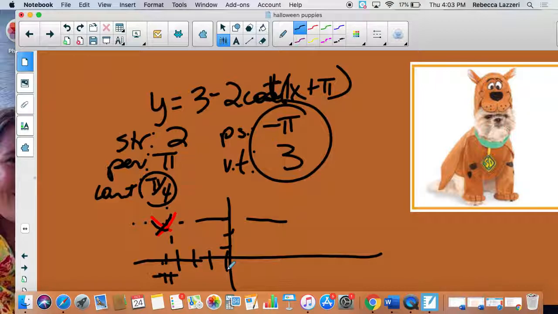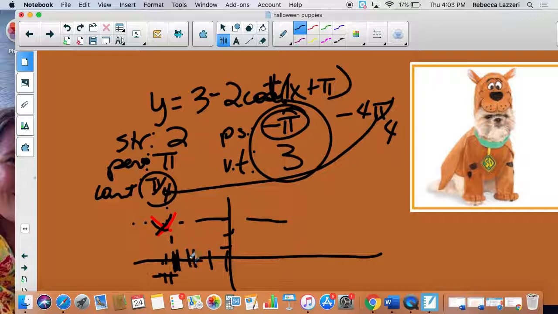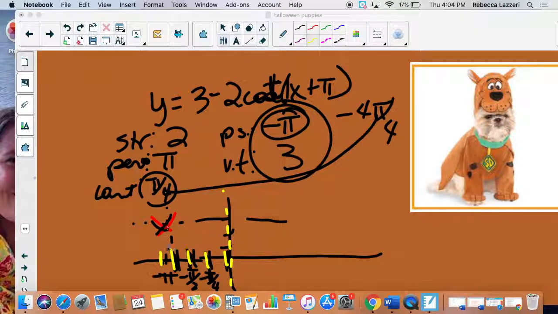All right, this was negative pi. I'm going to call it negative 4 pi over 4, so I can add pi over 4. So this one's negative 3 pi over 4, negative 2 pi over 4, negative pi over 4, add pi over 4 and you get 0. All right, so I counted out from negative pi, 1, 2, 3, 4, asymptote. At the beginning I have an asymptote.